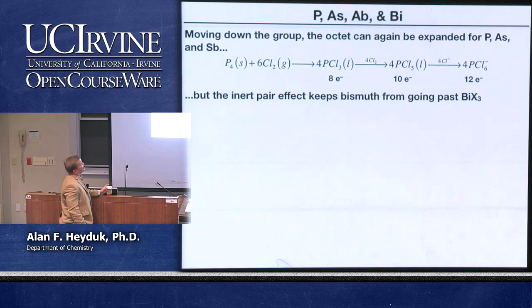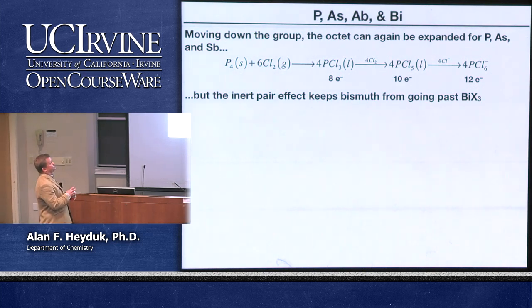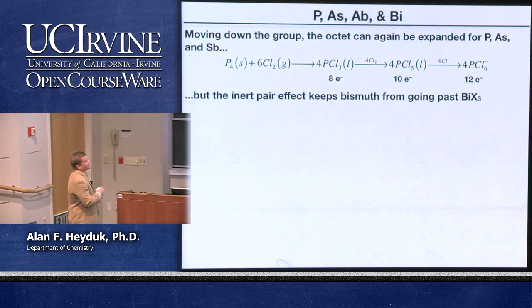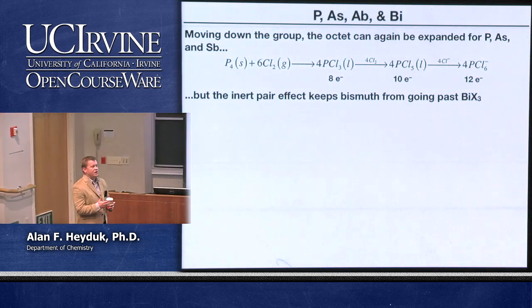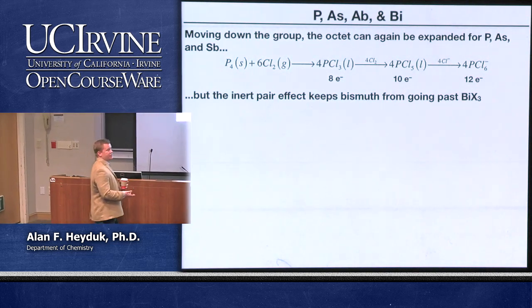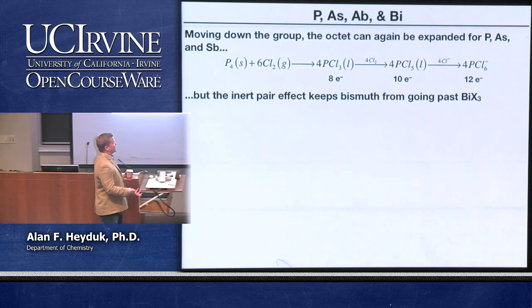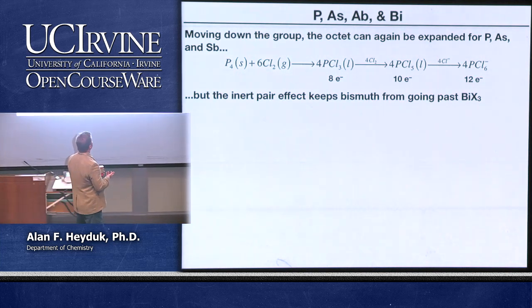If we take that and react it with chlorine further, we can generate PCl5, which is still water reactive, but it's also a pretty potent oxidant. And then if you take that species and react it with chloride anion, you can generate PCl6, which is now octahedral phosphorus. Again, we're exceeding the octet rule, but that comes as no surprise.